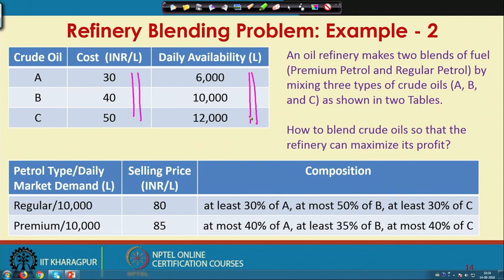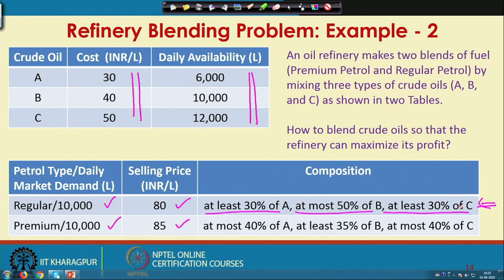The market demand, daily market demand for regular petrol is 10,000 liter and for premium petrol is also 10,000 liter. The selling price for regular petrol, let us say 80 rupees per liter and for premium petrol it is 85 rupees per liter. There is a restriction on composition of regular petrol and premium petrol. The composition constraint on regular petrol is this, that it must contain at least 30% of A, at most 50% of B and at least 30% of C.